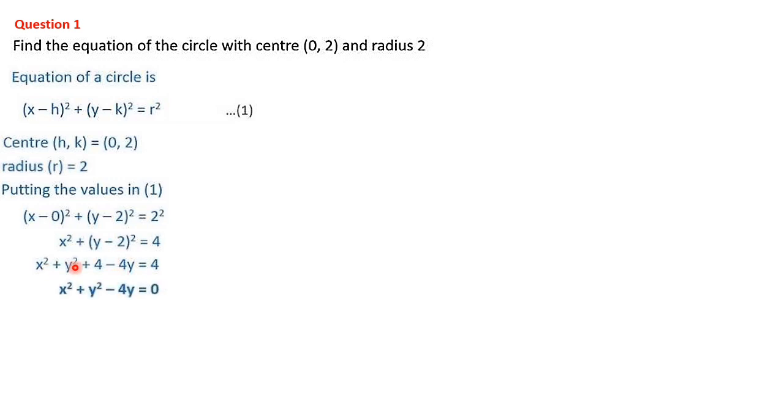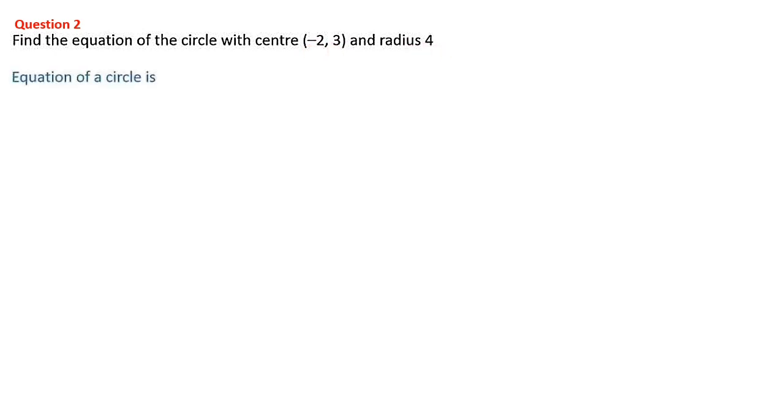Then x square plus y square, this one is minus 4y, and you can see there left side there is a 4, right side also there is a 4. If you take this 4 to the right side, it becomes 4 minus 4, that is 0. So instead you can directly cancel here also, it's not an issue. So right side will be 0. So x square plus y square minus 4y is equal to 0. This is the required equation of a circle with center 0, 2 and radius 2.